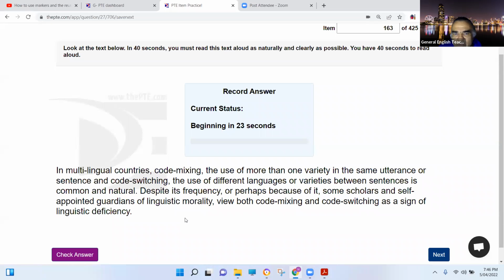So despite frequency, and perhaps because of it, some scholars and self-appointed guardians of linguistic morality view both code mixing and code switching as a sign of linguistic deficiency.